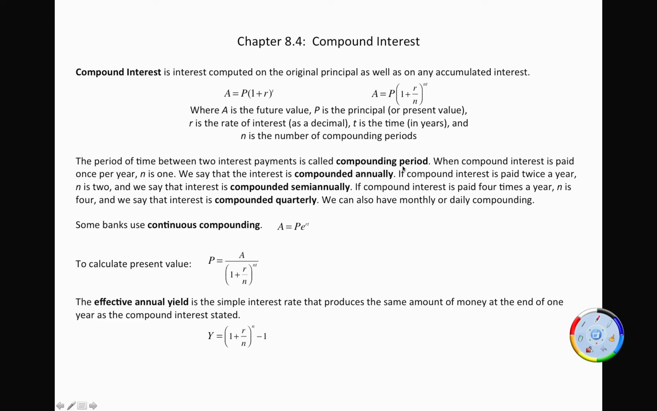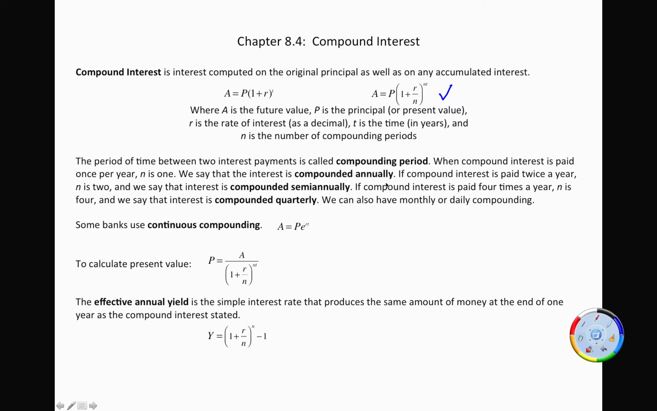When compound interest is paid once per year, N is 1, and we say the interest is compounded annually. This is the formula for when interest is compounded annually. Notice I really don't need this formula. It's simply this formula over here, and if I knew that it was annual compounding, I'd plug in a 1 for N. Okay, so this is our main formula that we're going to refer to over and over, whether it's compounded annually or not. The book gives us these two formulas. I only need this one.